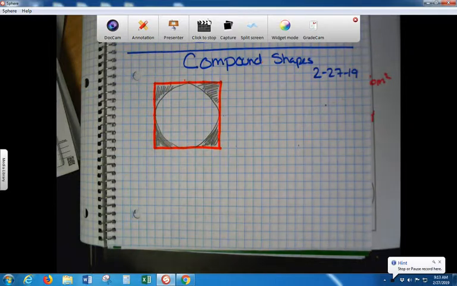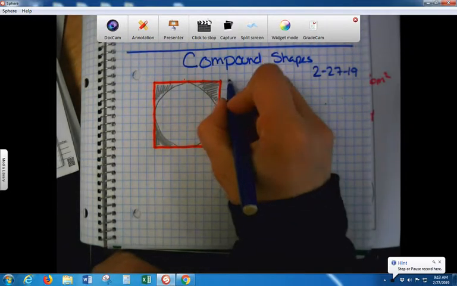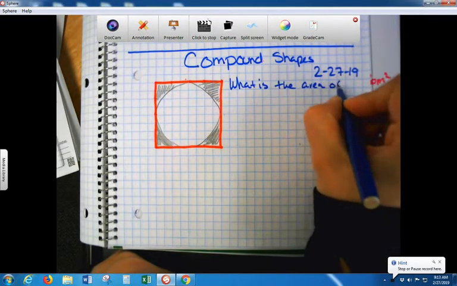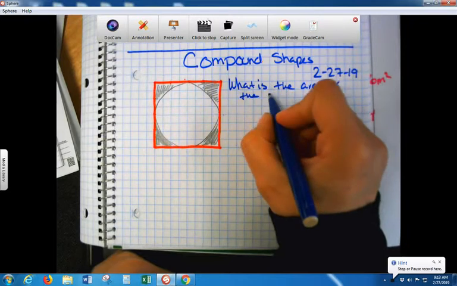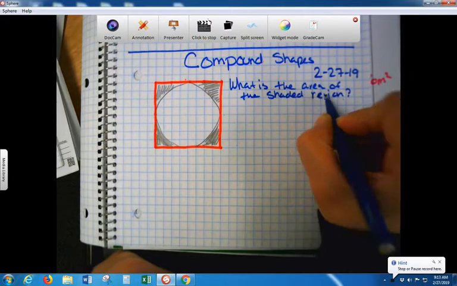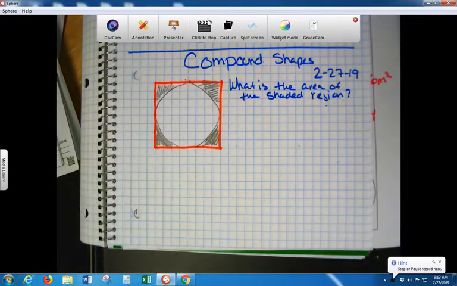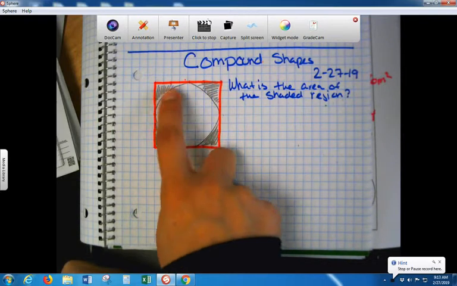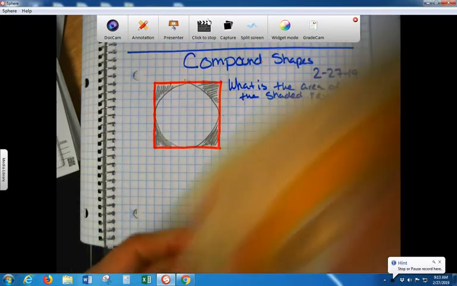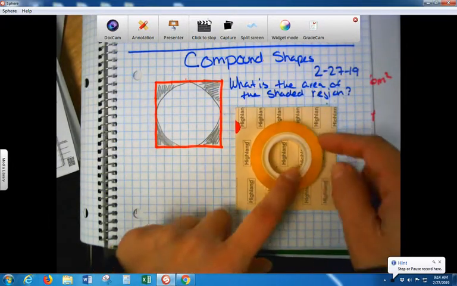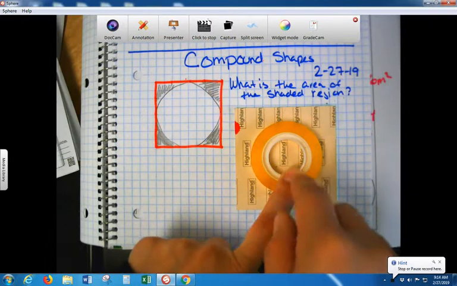Okay. The question is, what is the area of the shaded region? What is the area of the shaded region? Okay, so what's left over? So if I had this square and I were to cut out this circle and cut it all out, what part is left over?